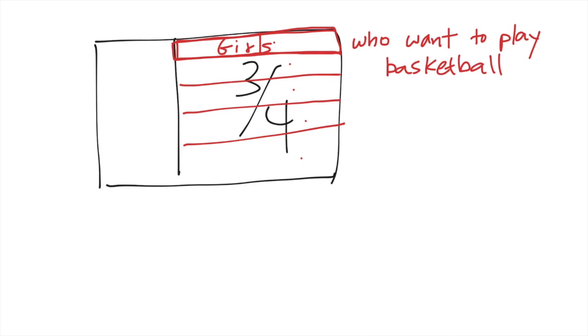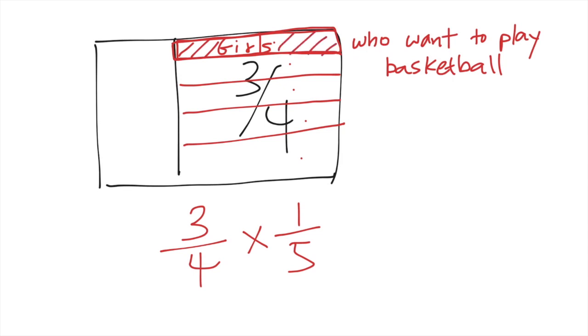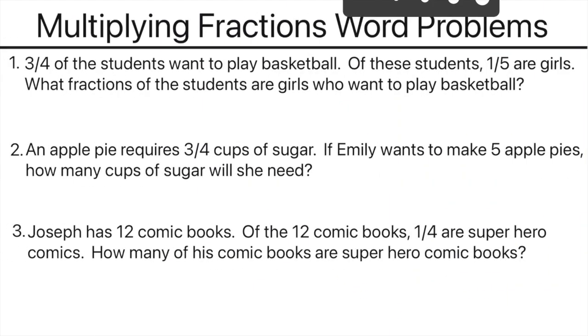Okay, so now at first we have 3/4 of the students, and we have 1/5 of them being girls who want to play basketball. So out of the 3/4, we are multiplying by 1/5 to find out what fraction this is. So this will be the setup that we're gonna use in this word problem. So 3/4 times 1/5.